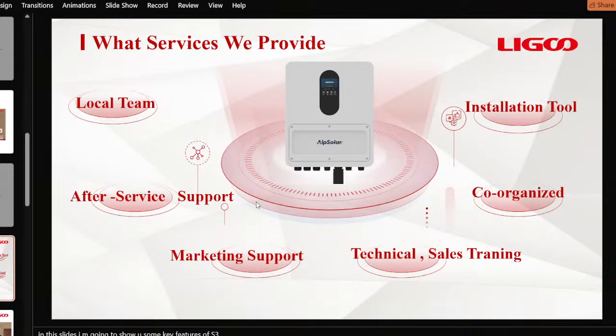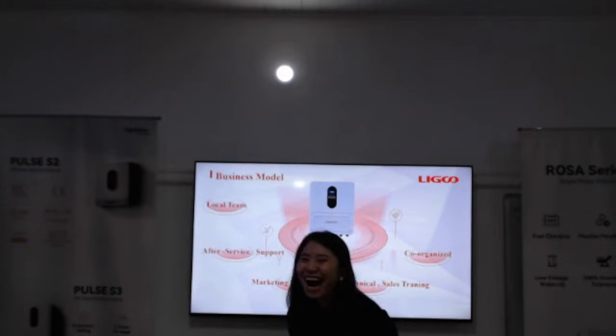What is an off-grid inverter? Self-sufficient. Yes. And what is an on-grid inverter? You can feed to the utility.